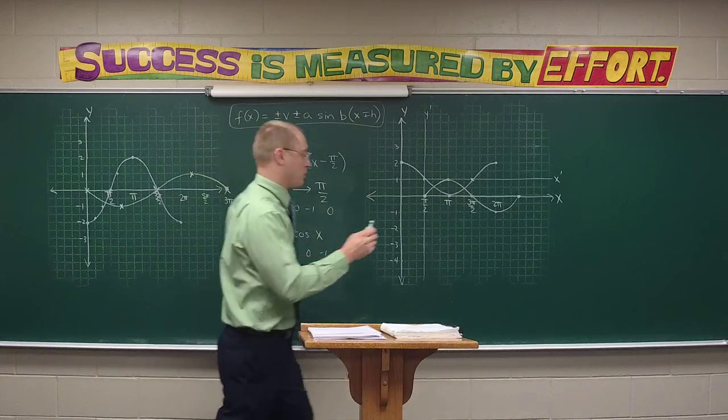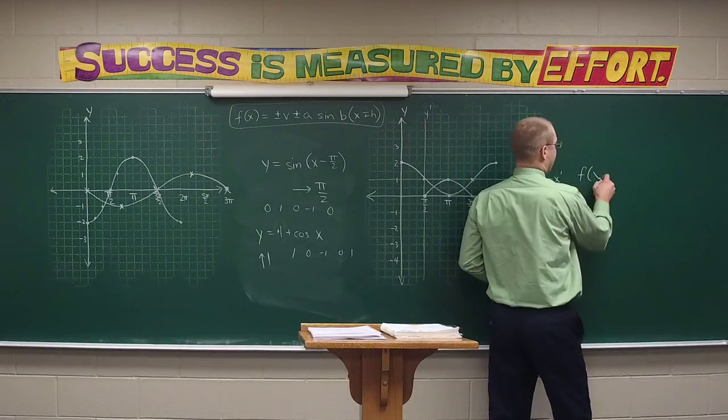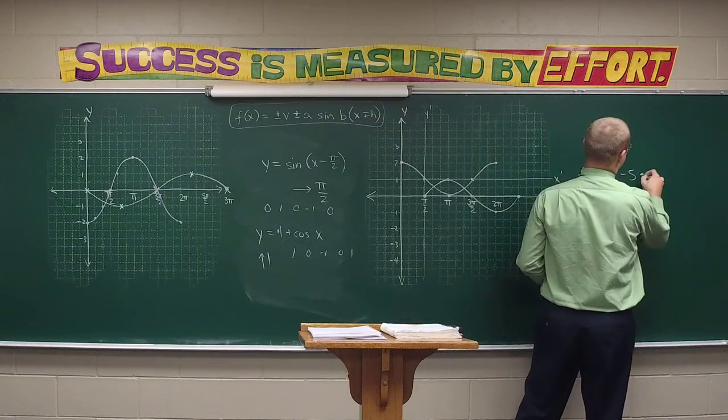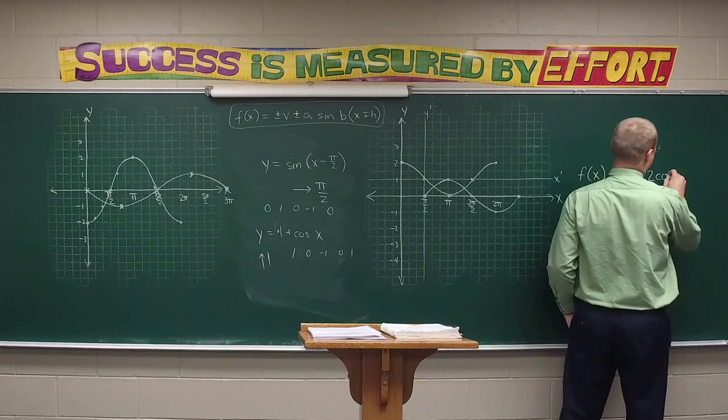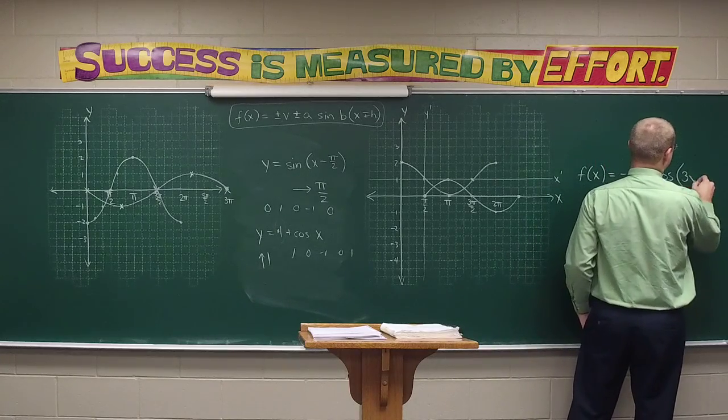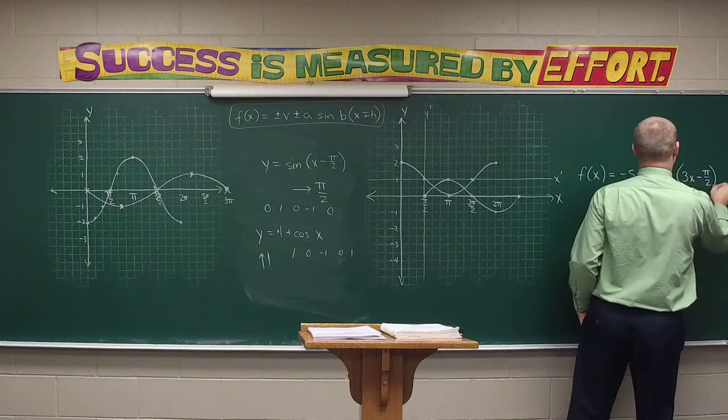Quick refresher for you as well, if we happen to have something like this, f of x is equal to negative 2 times the cosine of 3x minus pi over 2.